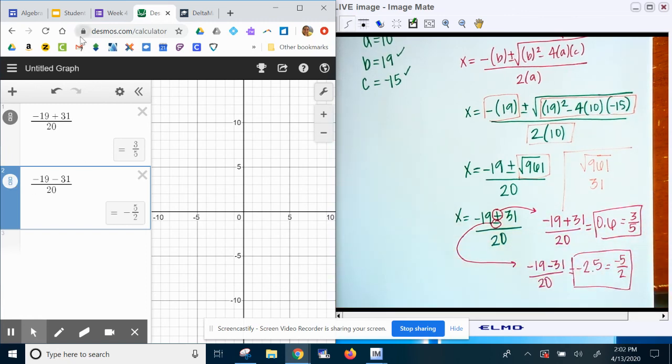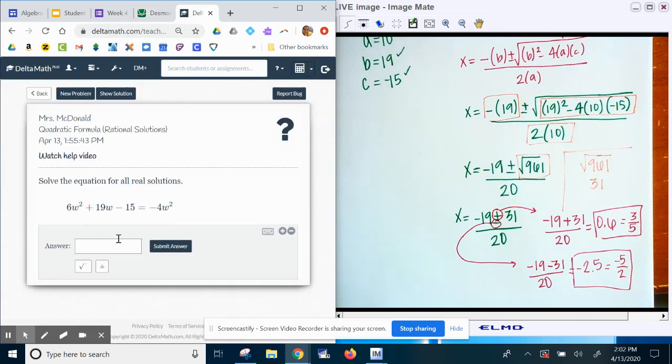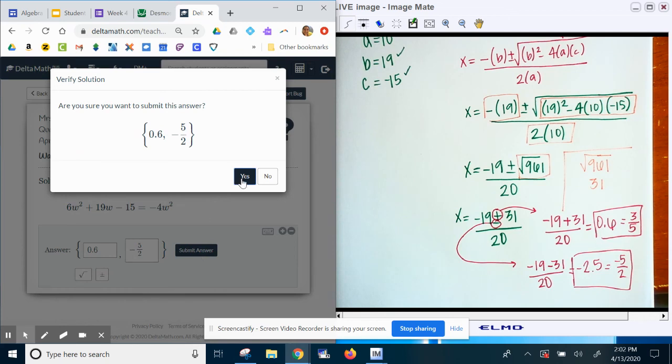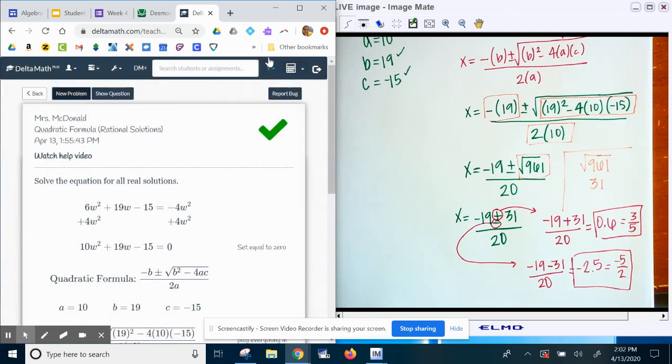Okay. Now, if I'm plugging it into Desmos, it wants to know the answer. So I know it is 0.6 and it is negative 2.5. I could also write them as fractions. So instead of negative 2.5, I could have done negative 5/2. Okay, and just submit your answer on there. Okay, and we got it correct.